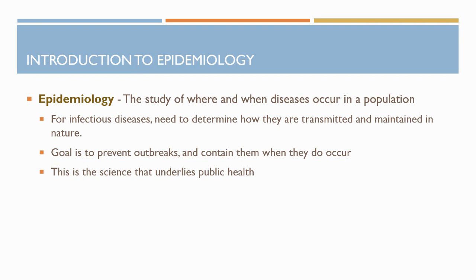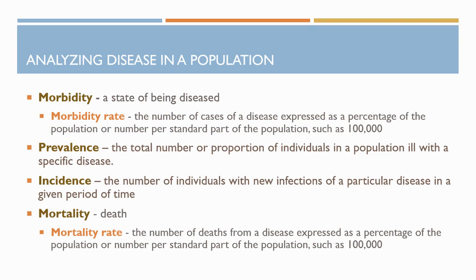So epidemiology is the study of where and when diseases occur in a population. It looks at how they spread through a population. For infectious diseases, we have to know how they're transmitted and maintained in the world in order to control them. The goal is to prevent outbreaks and contain them when they do occur. And this is really the science that underlies all public health policy.